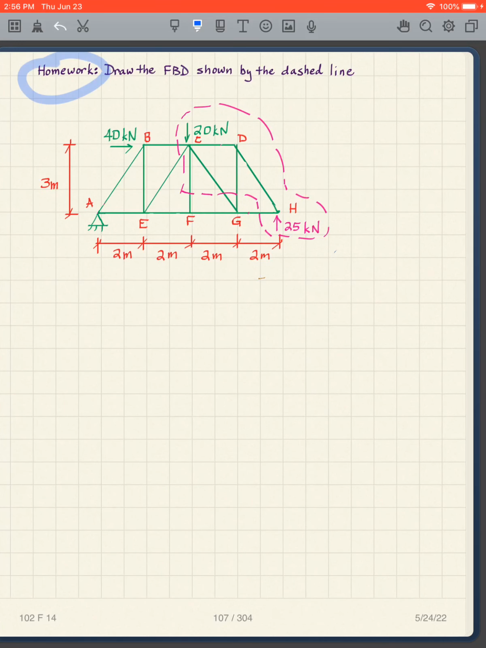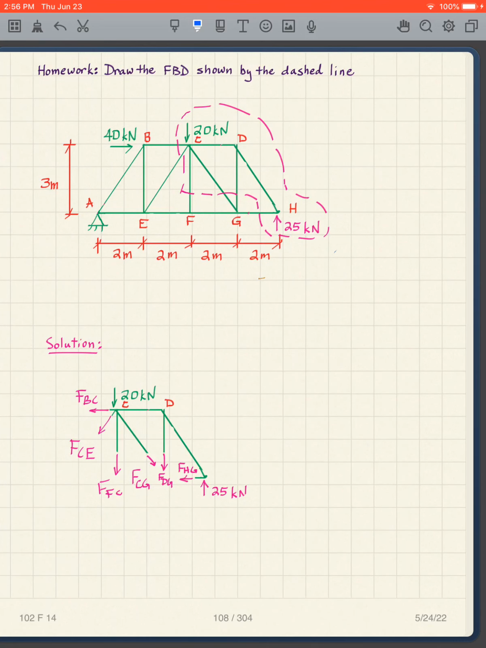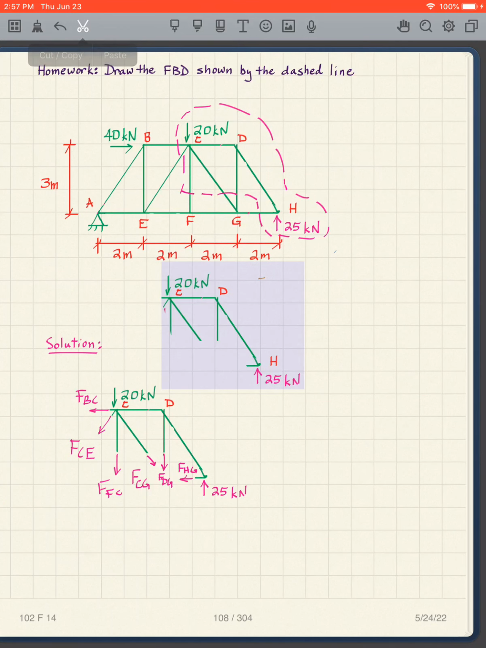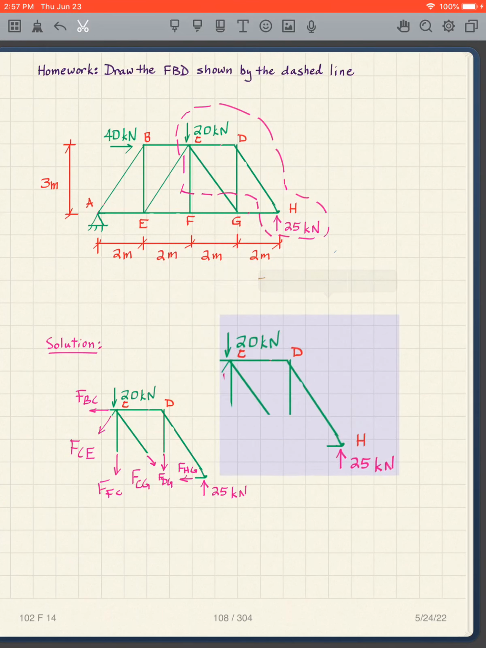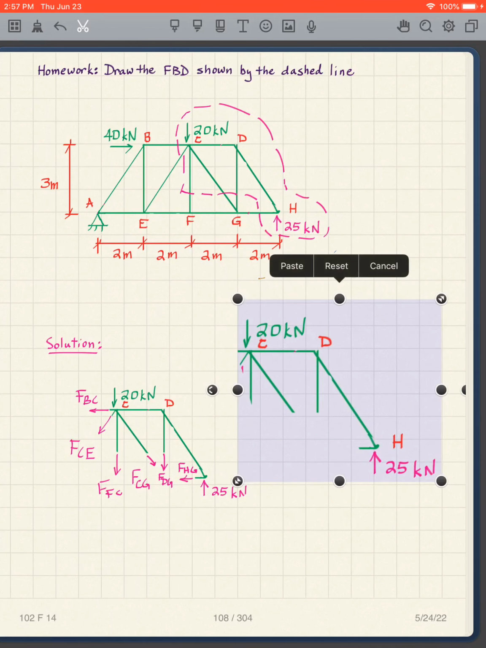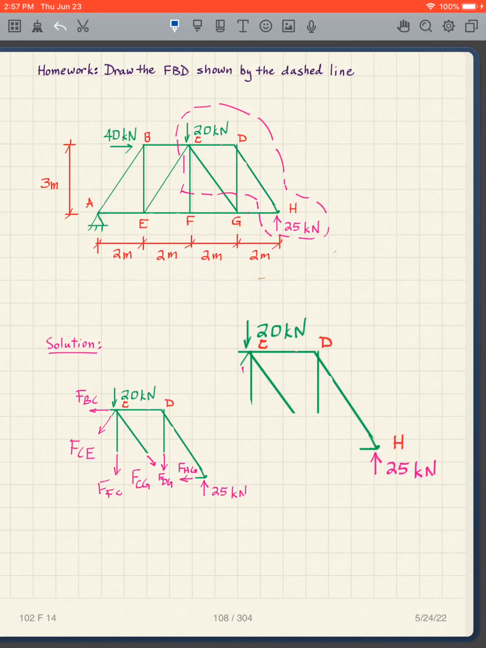Another homework: now draw this free body diagram. Pause the video, draw that. I do the same thing here. I come in and do a copy and paste. There it is. I'm just going to make it a little bit bigger. And then I come along, and everywhere I make a cut, I put a force.